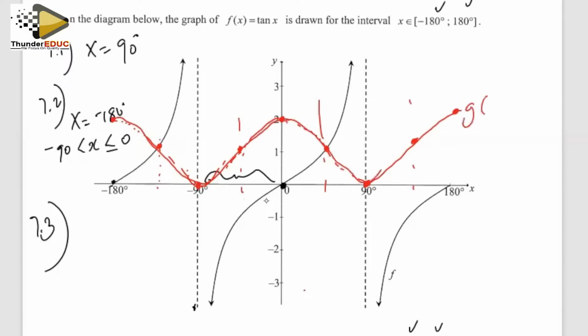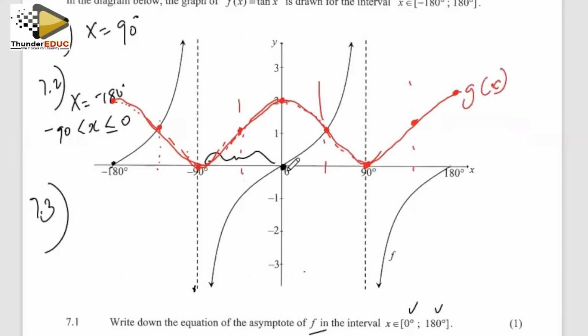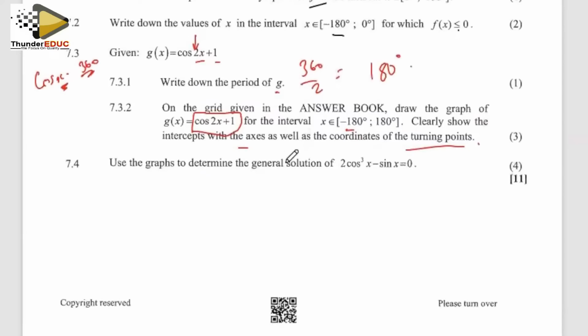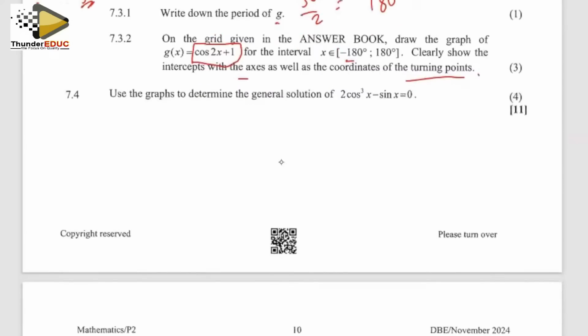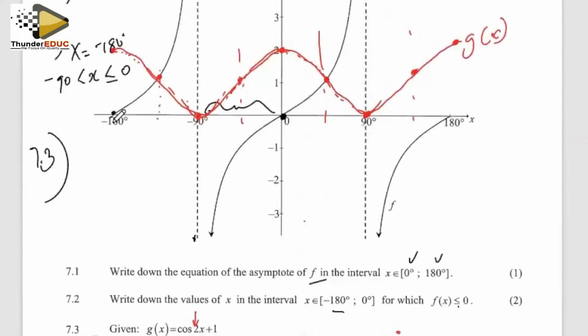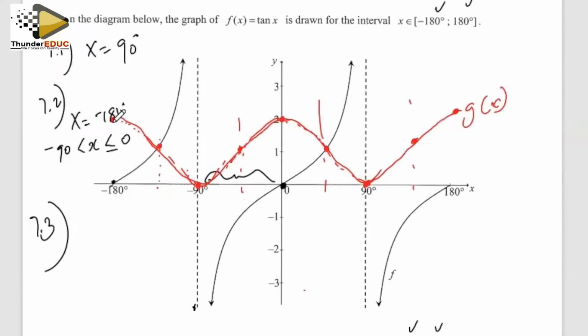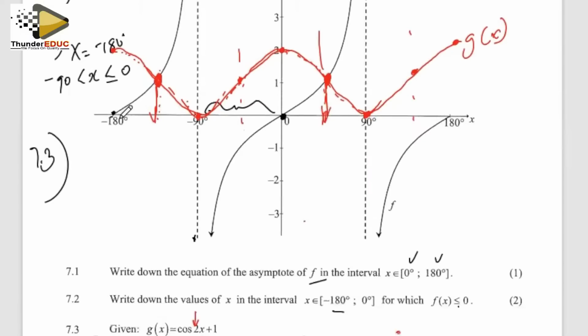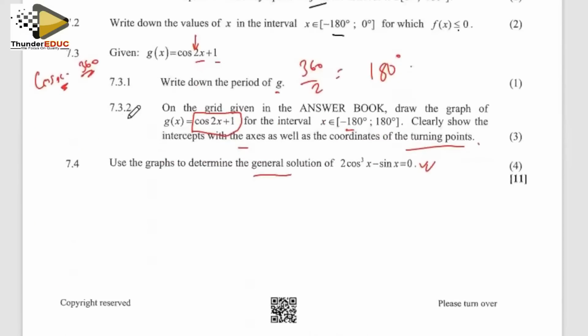Okay, so that is g of x. That's what they wanted. And then 7.4, they want us to use the graphs to determine the general solution of this. So how many points is the graph meeting, or the graphs meeting? So we're meeting at this point and then meeting at that point. General solution. Okay, so let's see.